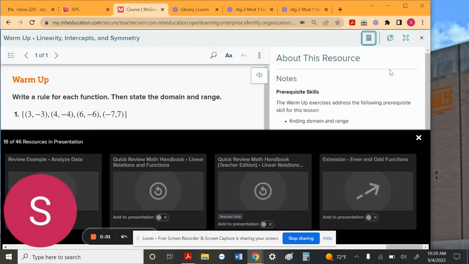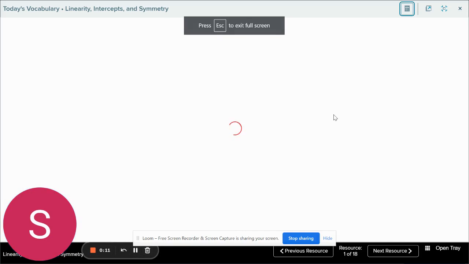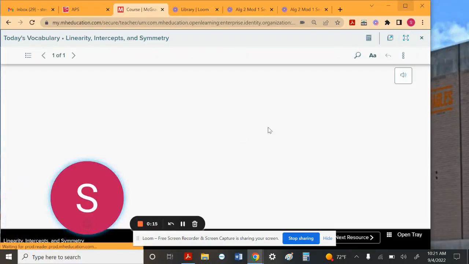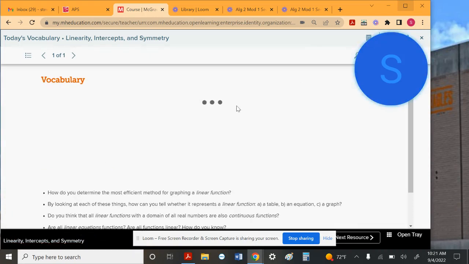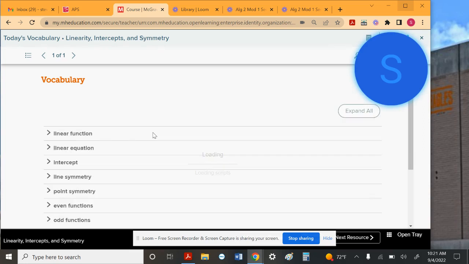Let's go through the next piece right now, and we're going to go over to linearity, intercepts, and symmetry. So we're going to go ahead and launch this one. I do want you to see, of course, how to do that. Eventually, I'm going to show you how to do it sort of like how a student would do it. But looking at the vocabulary, how do we determine some things? What is a linear function, a linear equation, an intercept, line symmetry, point symmetry, even and odd functions? We'll go through that as we get through it.